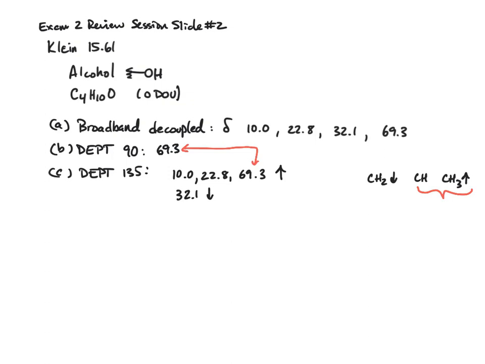In this experiment, 135, you differentiate the CH2s because they're pointed down. But that doesn't differentiate CH and CH3, so it's still unknown. So this other sequence takes these two and only gives you the CHs. Because it's only listing the 69.3, you can assume that these other two are CH3 groups.